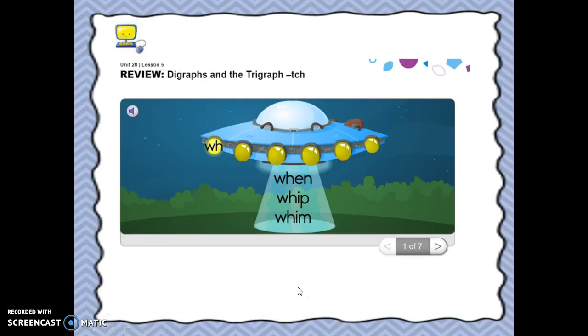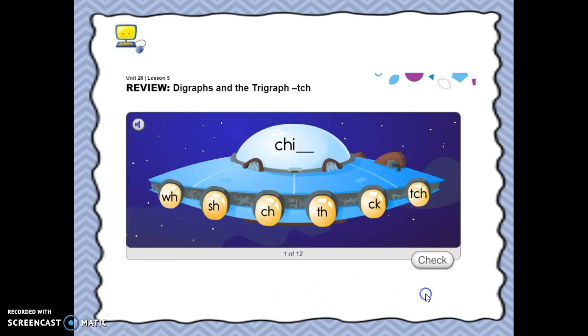You'll start off working online. There are several games to practice as you prepare for your checkpoint. So please take a look at those games and practice identifying some of those digraphs and the trigraph TCH. There are several spaceship games. In this one, you complete the word, listen to it, and select the digraph or trigraph.